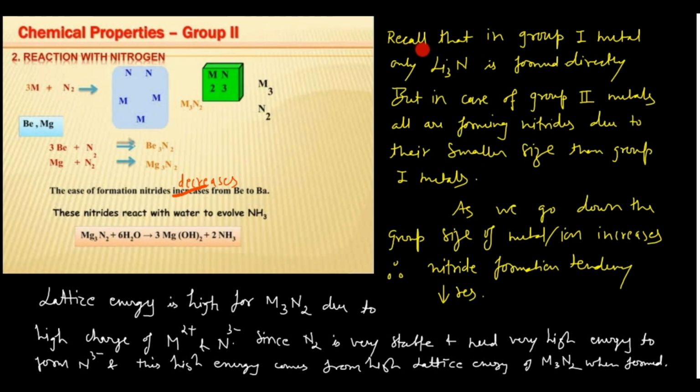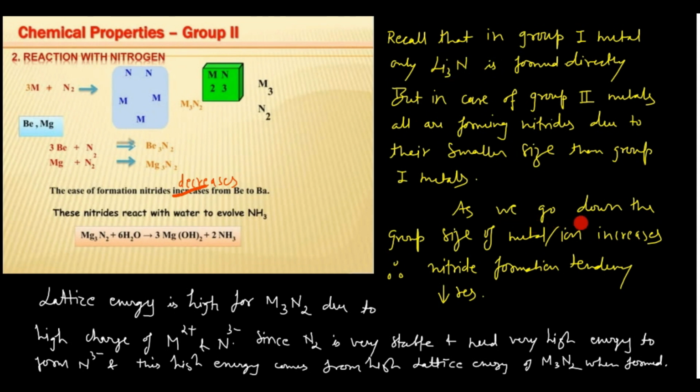day before yesterday, there I have explained that among your first group elements, like your alkali elements, only lithium forms Li3N, that means lithium nitride, directly. But in case of group 2 metals, all metals will form the nitrides. Why? Because their size is smaller than the group 1 metals, and the nitride, N3 negative, is quite small, so these nitrides are readily formed by the group 2 metals when compared to the group 1 metals. In group 1 only lithium can form such nitrides.